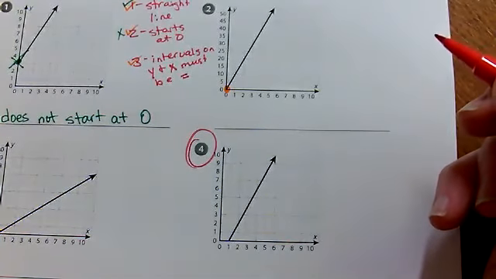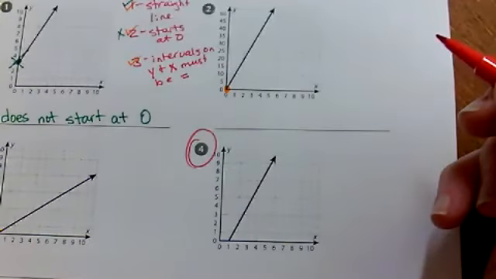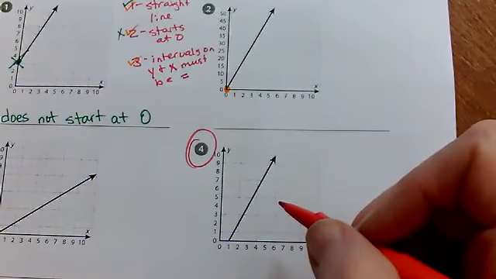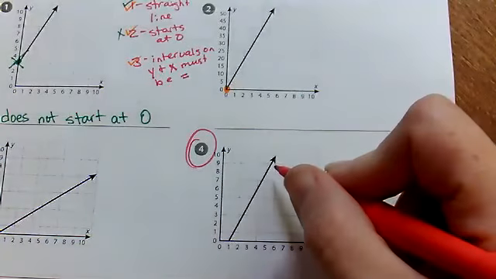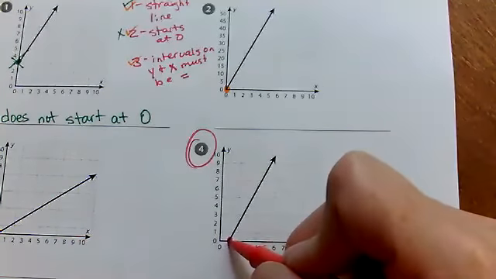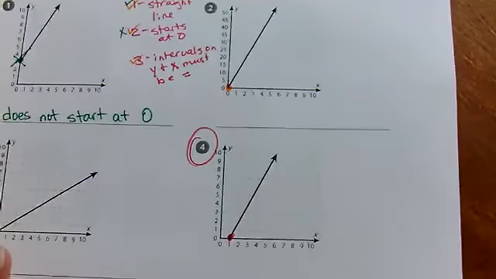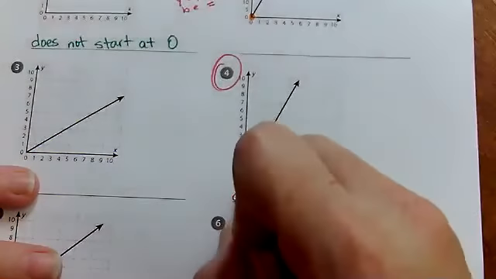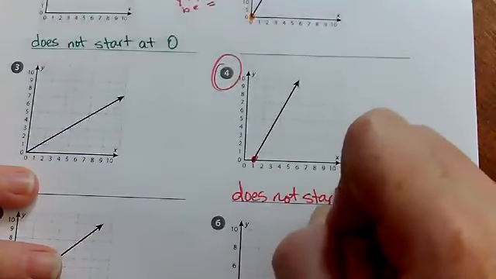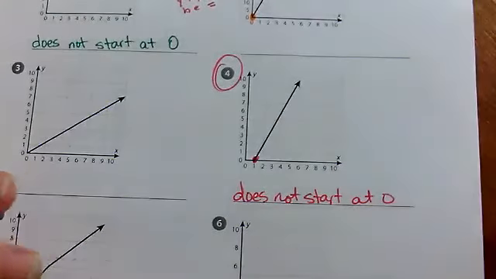Why is number 4 not proportional? Well, it is a straight line. Got that part. But look right here. This is going to be the same as number 1. It does not start at 0. Easy enough.